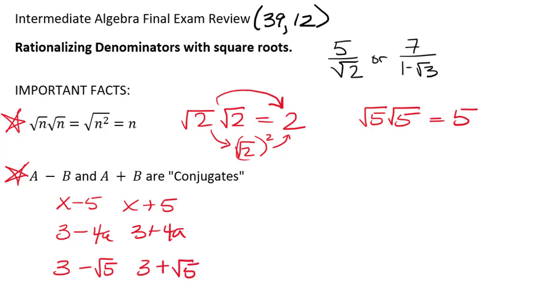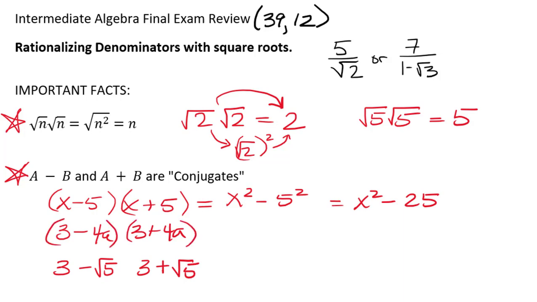The reason why conjugates are important is because when you multiply conjugates together, you get a difference of squares. For example, x minus 5 times x plus 5 turns out to be x squared minus 5 squared. You can see that by FOILing it out, and you'll find that the middle term cancels. So we would say that that's equal to x squared minus 25. Or 3 minus 4a times 3 plus 4a, that turns out to be 9 minus 16a squared. 3 squared is 9, and 4a squared is 16a squared.